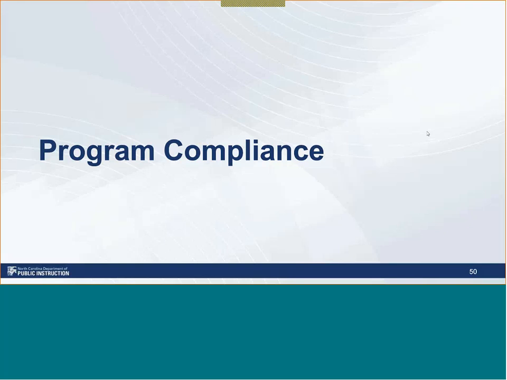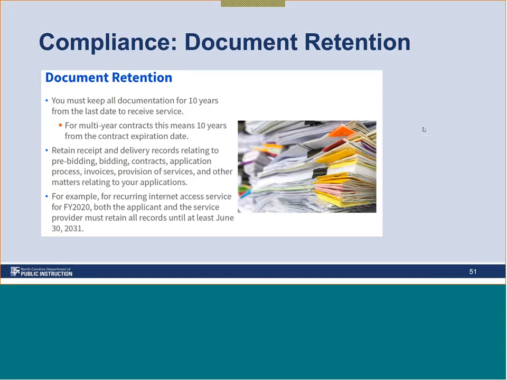All right, so we're going to talk about program compliance and look at some other types of reviews. All right, first of all, let's talk about document retention. You have to keep all documentation for 10 years from the last date to receive service or the last date of action on that FRN. So if you are 5 years in, let's say you got a 7-year contract on your WAN, you're 5 years into that, you get a huge audit, then you got 10 years after that.